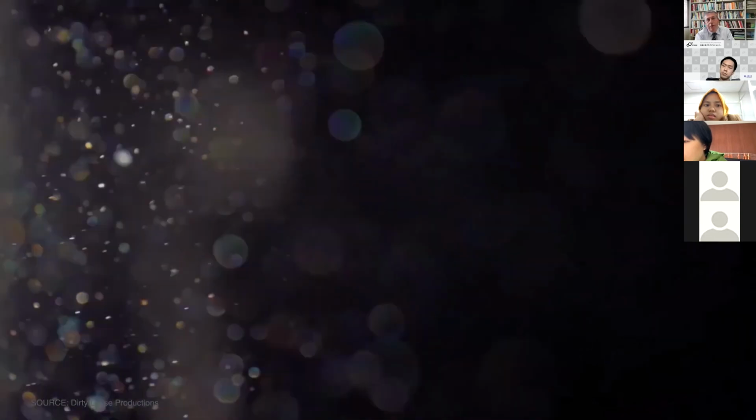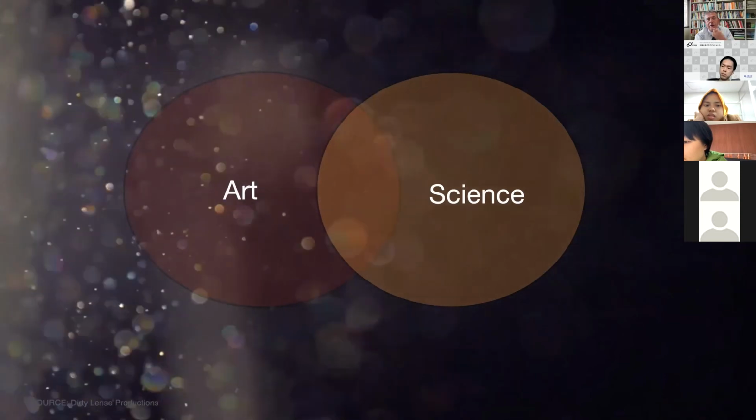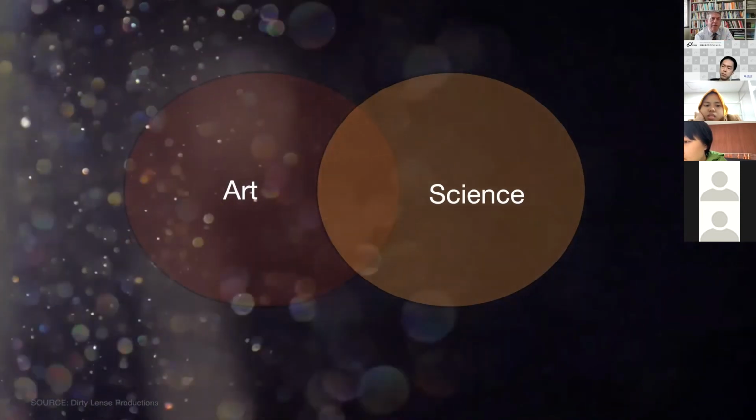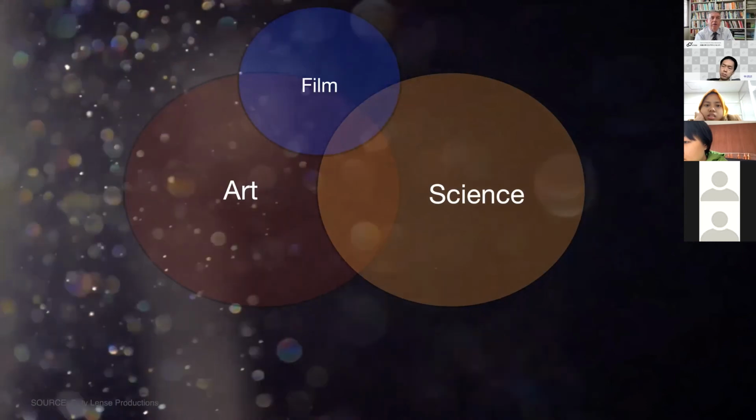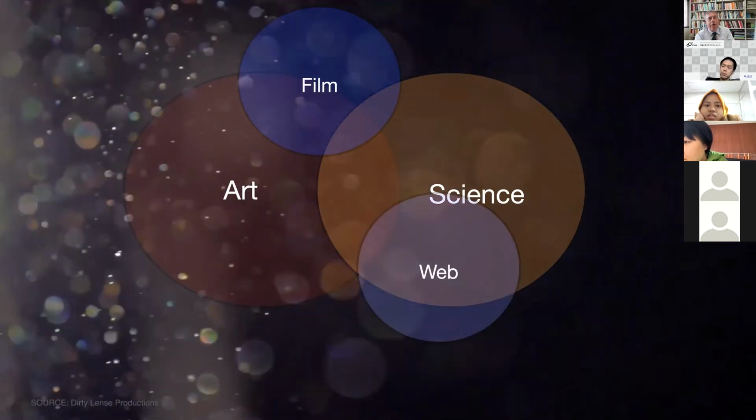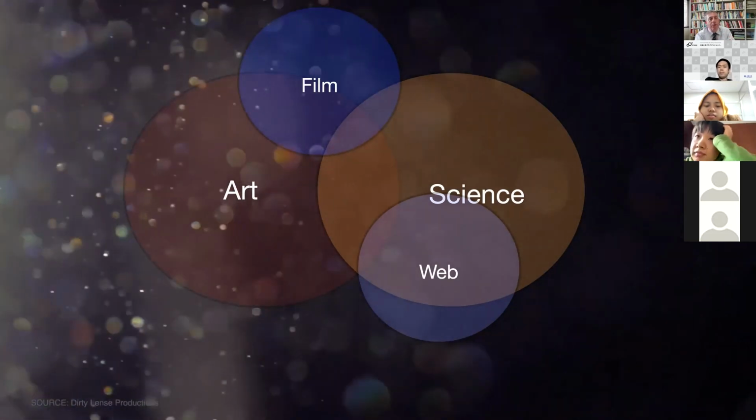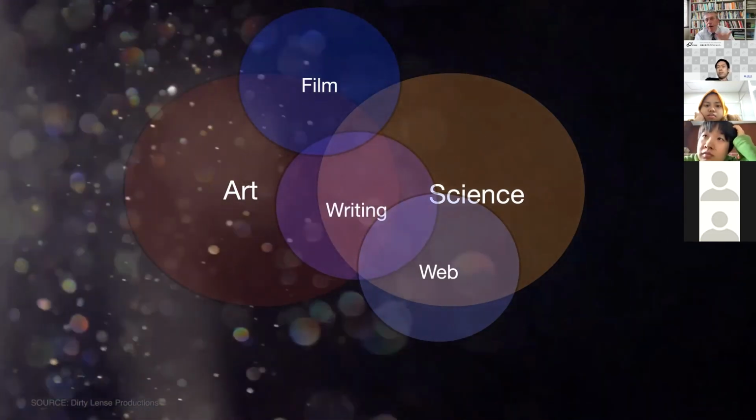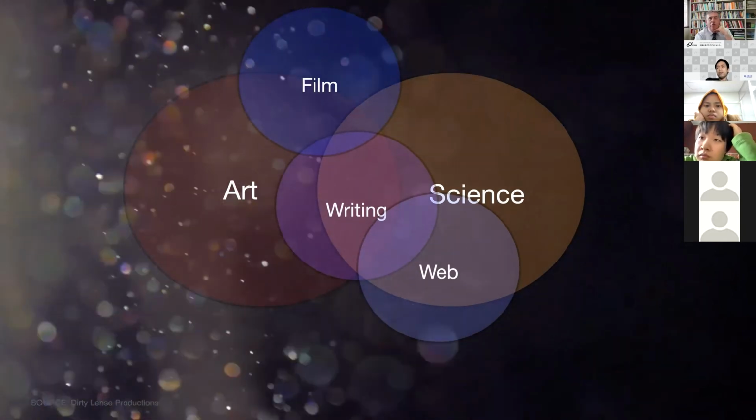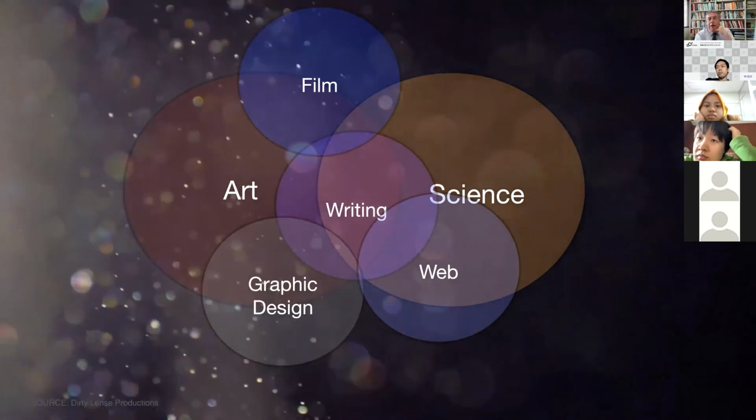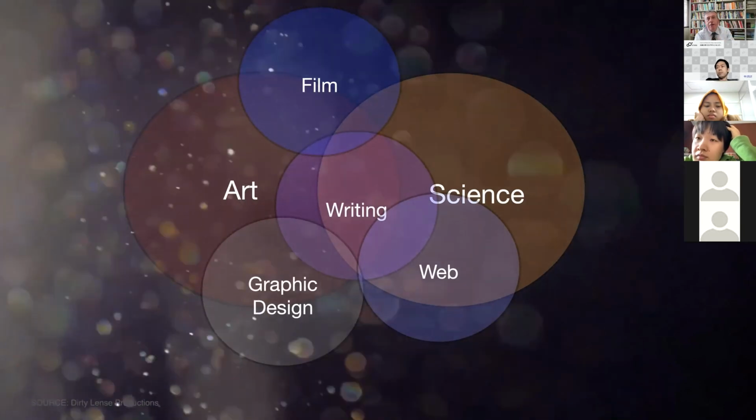So now, when I think about communicating, it looks like this. I think about the science, but I also want to connect it into art. Filmmaking is an art, photography is an art. So I've got filmmaking in there. I have the web. I want to use YouTube. I want to use various ways to connect to people and use social media. Writing is still very important. I do a lot of writing, but I like to include a graphic design component.